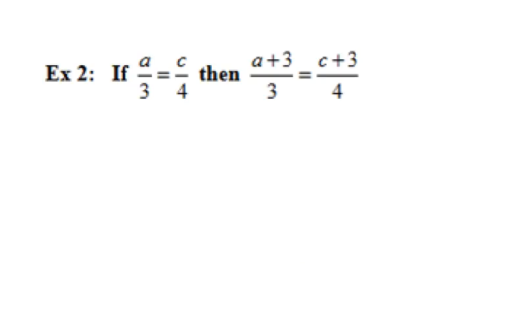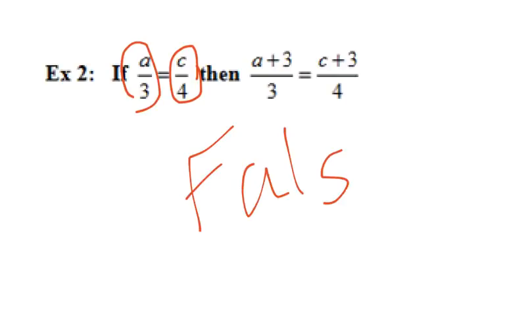Example 2. If A to 3 equals C to 4, then A plus 3 over 3 equals C plus 3 over 4. Is that one true or false? Well, it's false because in this ratio, I take the two numbers and I add them and I put them over the bottom numbers. Well, in this ratio, I'm adding C plus 3, not C plus 4, and putting it over 4. So that makes this one false. Okay?